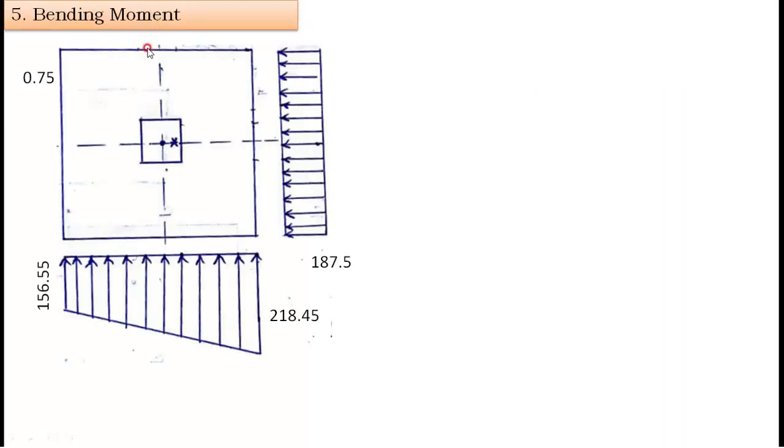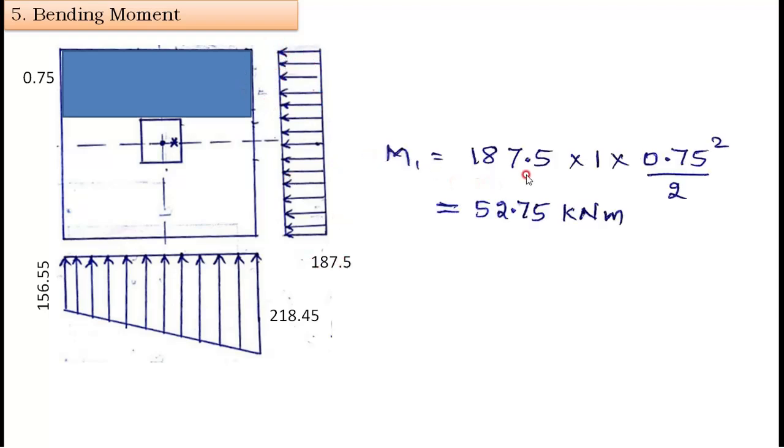Now bending moment. Here we will observe the critical section will be at the face of the footing only, as per the IS code. Previous problem I have explained. Considering this part of the footing, this acts as a cantilever and the critical section will be this one. This much load, which is 187.5, is acting on the cantilever. Therefore the moment will be the cantilever formula, 187.5 into 1 into L square by 2, WL square by 2. Then 52.75 kilonewton meter I got as a moment here.